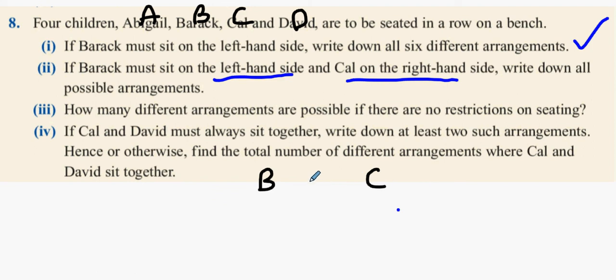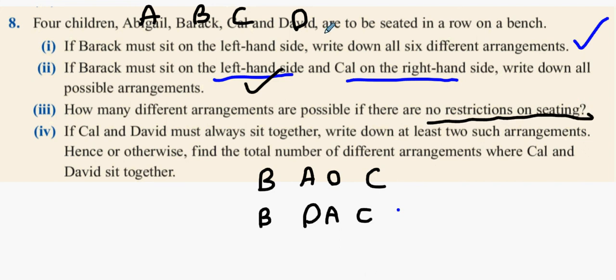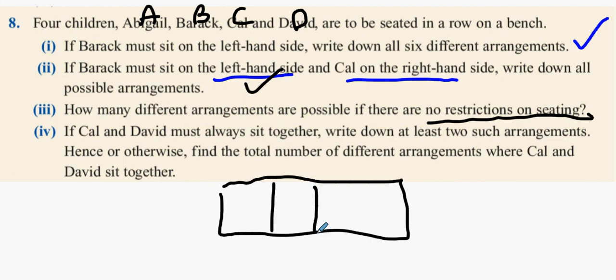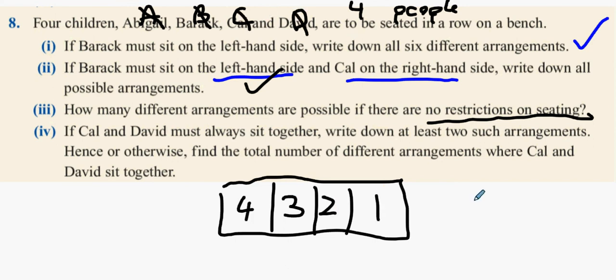In the middle. No restrictions. Well, you can do it this way. Four people. In the first one, any choice of four people. Any choice of three people. Any choice of two people. Any choice of one. Last one.